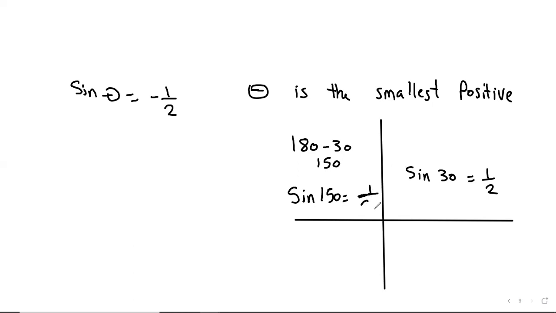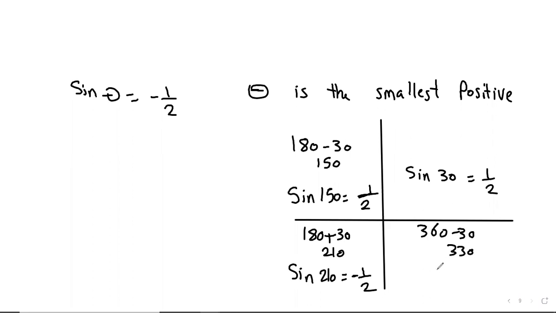In the third quadrant, it's 180 plus theta. 180 plus 30 is 210. In the third quadrant, sine 210 is negative half. In the fourth quadrant, 360 minus theta. 360 minus 30 is 330. So sine 330 here is negative half.